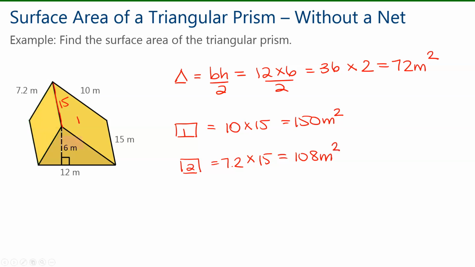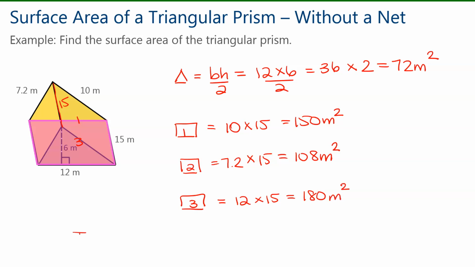The third rectangle is the rectangle underneath the triangular prism. So I'll call that rectangle number 3. And rectangle number 3, the length and width are 12 by 15. 12 times 15 is 180 meters squared.